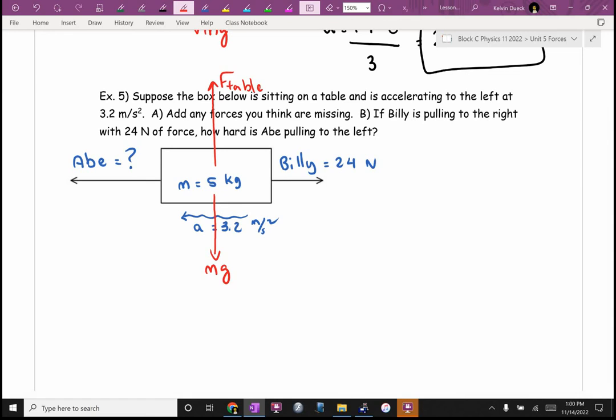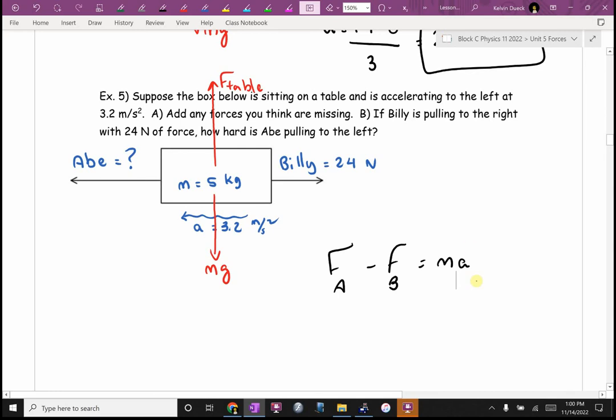What direction are we accelerating according to this picture? What direction is going to be the winning direction then? Same answer. Left. Who's winning? Okay. They want me to find the force that Abe is pulling. I'm going to use a capital F for force and then an A for Abe, and I'll use FB for Billy. So I'm going to go like this. Who's winning? FA minus who's losing? FB. What's that always going to equal? MA.